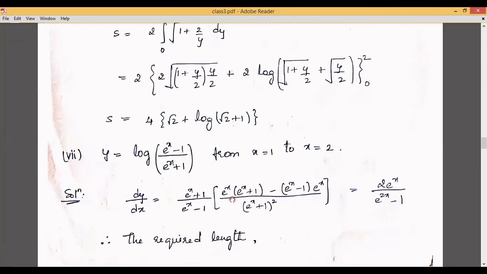And after solving this numerator, you'll get this. And here what I've done is I have just cancelled one e power x plus 1 with this e power x plus 1. And for the remaining part, I have used a formula. Here you are having e power x minus 1, and here you'll be having e power x plus 1. So I have used the formula a plus b into a minus b, which is a square minus b square. So I have used that formula.